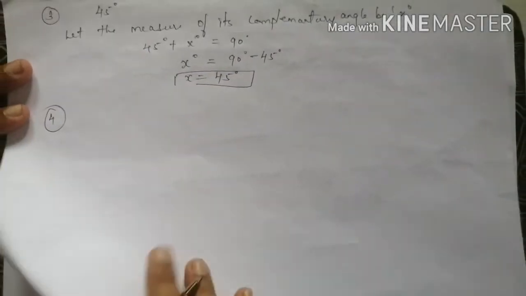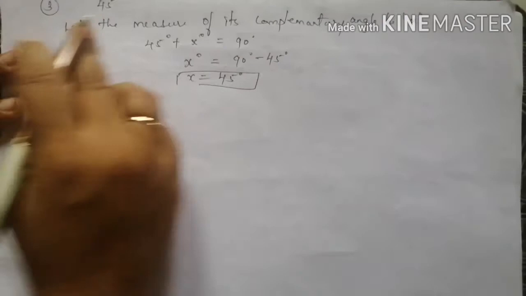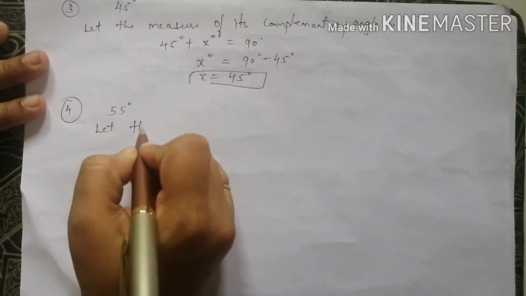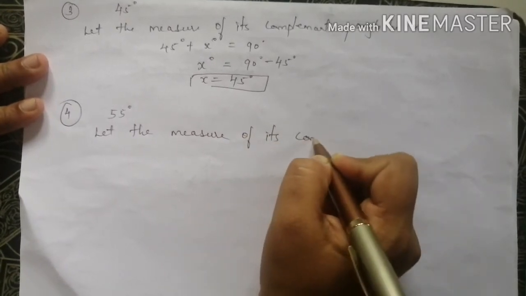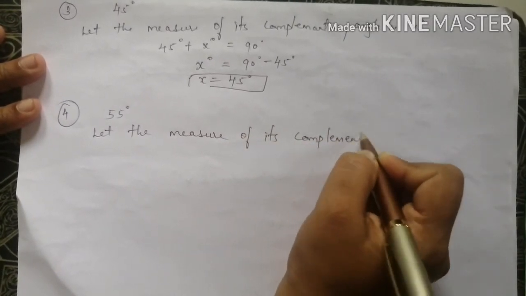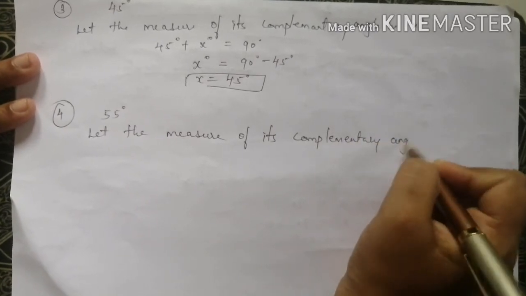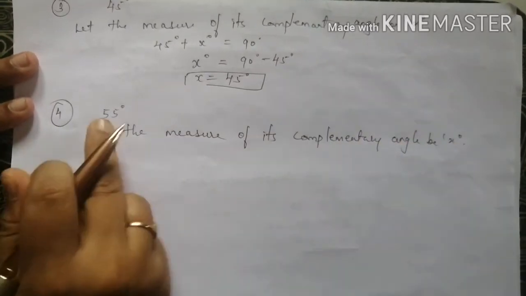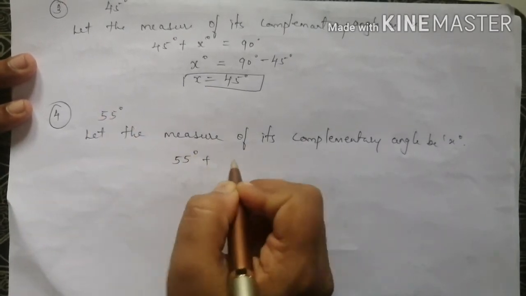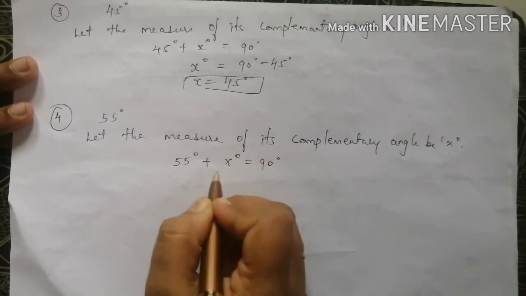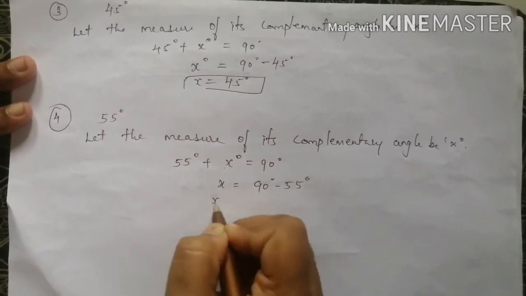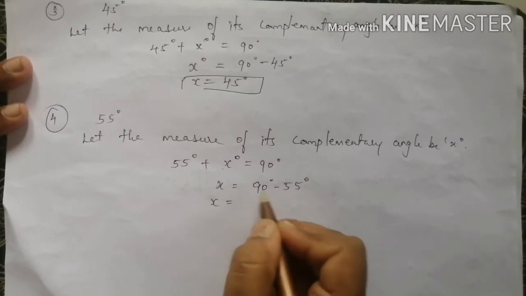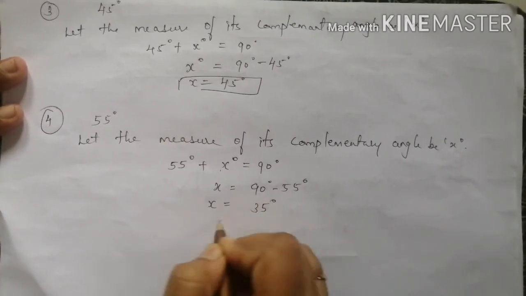The fourth one is 55 degree. So same way we have to write the first step. Let the measure of its complementary angle be x degree. So 55 degree plus x degree will give you 90 degree. So x is equal to 90 minus 55. 90 minus 55, x is equal to 10 minus 5 is 5, 9 minus 6 will give you 3, 35 degree.